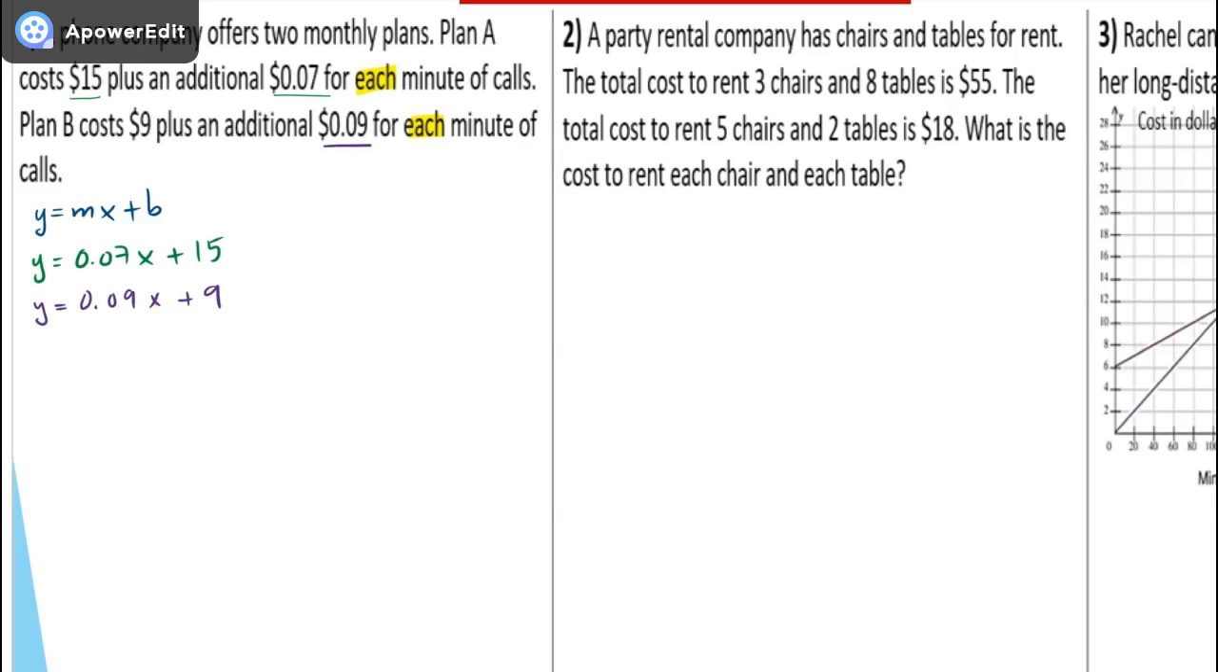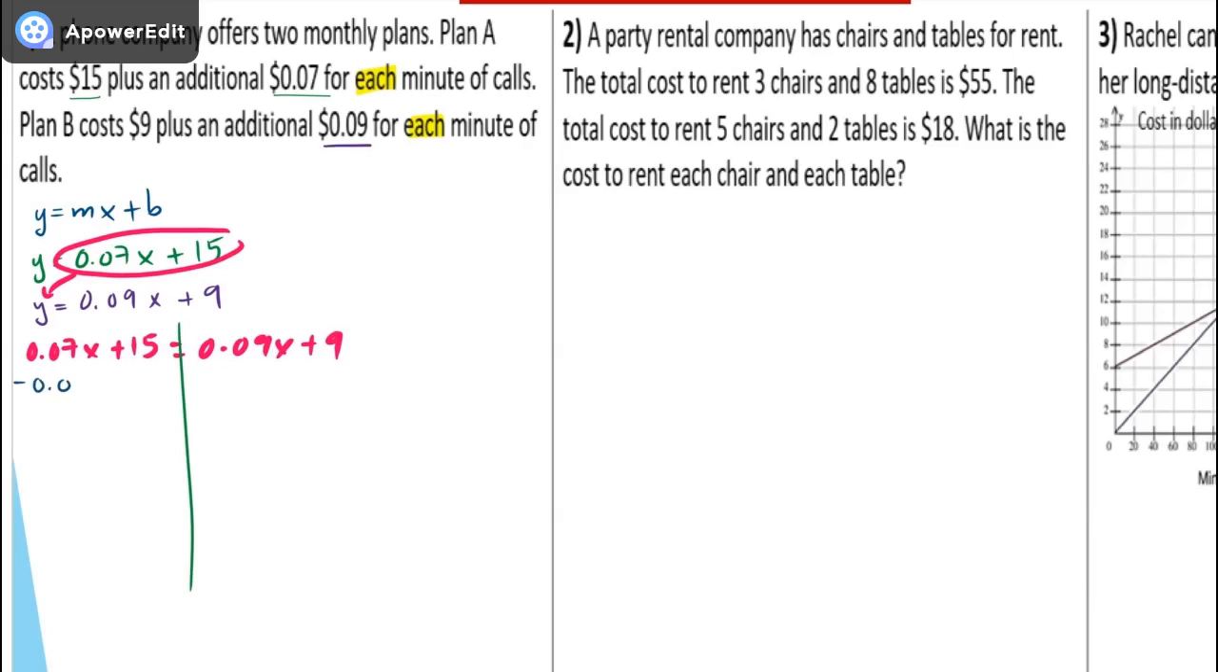Okay, so we're gonna find for how many minutes both plans cost the same amount of money. So all we have to do is set this. We're gonna plug this in place of y, so that will give you 0.07x plus 15 equal to 0.09x plus 9. Okay, then what we're going to do is solve for x. So we will bring the variable on the same side. We're going to subtract 0.07x on both sides. Okay, so that will give us what?